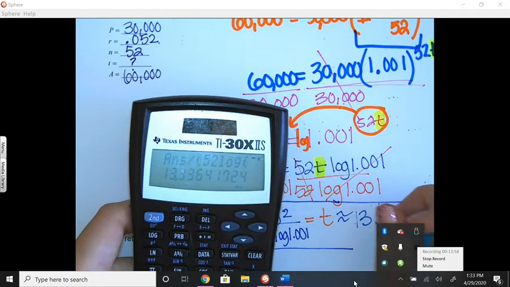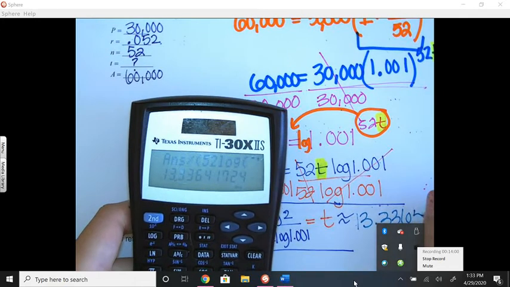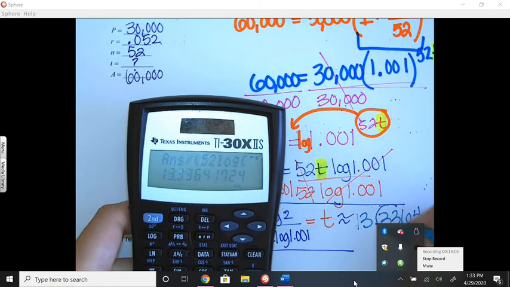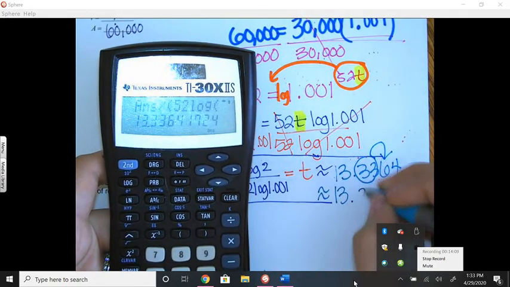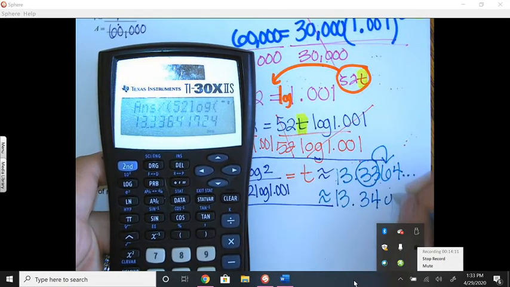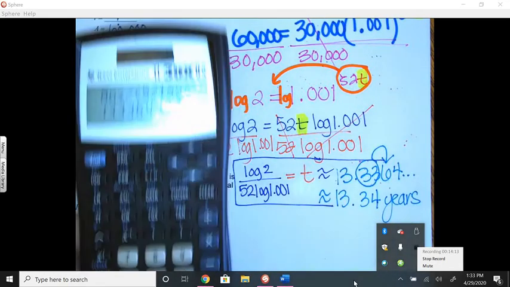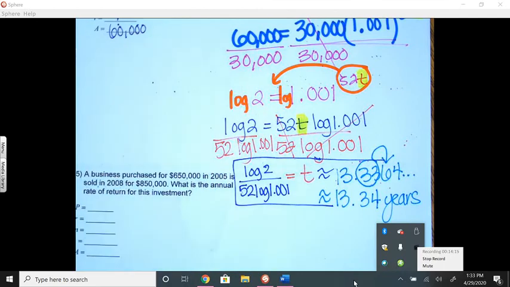Now it says to round to the hundredths place, so that means 2 decimals, so I need to go to the 3rd place. Since this is 5 or higher, it's about 13.34 years. So a little bit less than 13.5 years it would take Sarah to double her money.